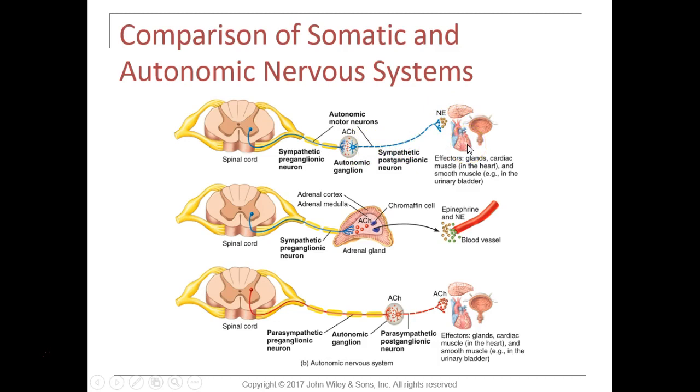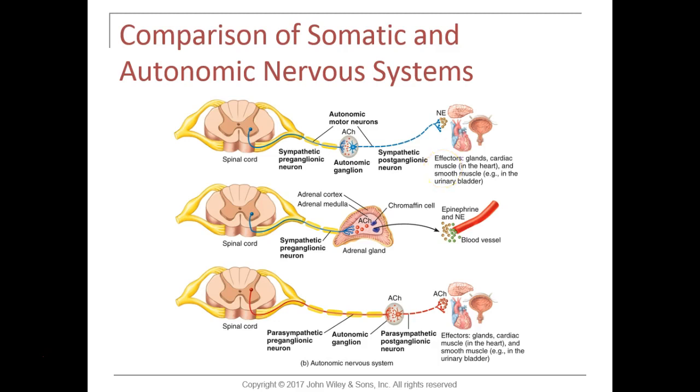The autonomic nervous system effectors are the organs and tissues in the body that we can't control consciously. So that includes some glands, the heart, smooth muscle. Those are effectors of the autonomic nervous system. And we're going to talk about adipose tissue as well.